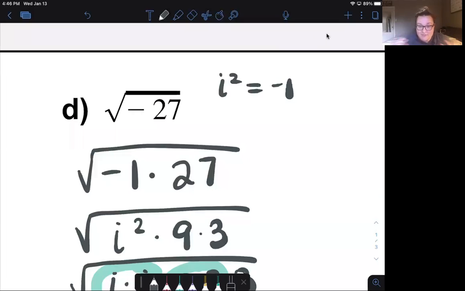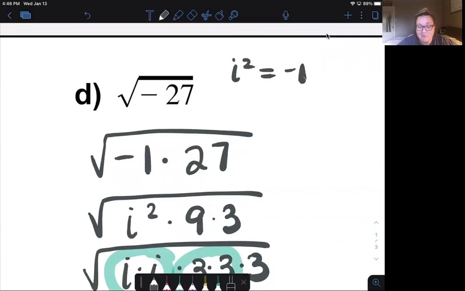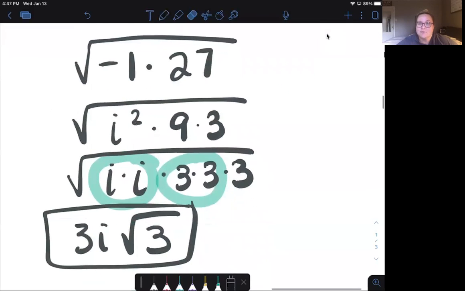All right, so hopefully your work looks similar to mine. For the square root of -27, I rewrote it as the square root of -1 times 27. Then, because I have a -1, I know that -1 is equal to i squared. So I replace my -1 with i squared. How convenient. Then I rewrote 27 as 9 times 3. So then I broke i squared down to i times i, and 9 to 3 times 3. So I brought an i out in front of my radical, and I brought a 3 out in front of my radical. And then there was still a 3 under the square root. So my final answer is 3i root 3, or 3i times the square root of 3.